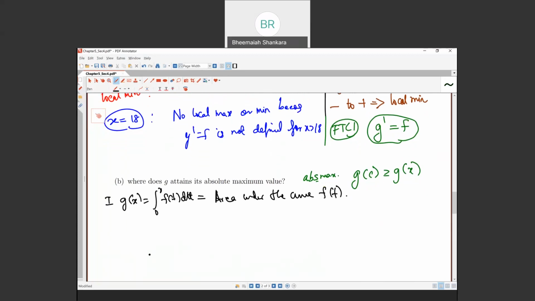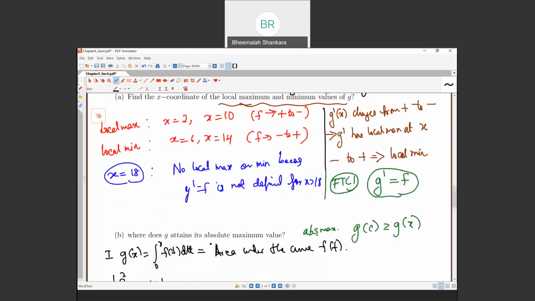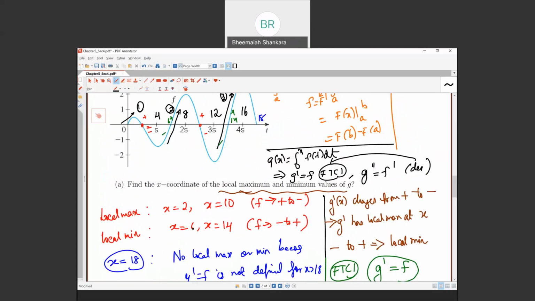So now we start with the first area under the curve, the integral from 0 to 2 of f(t) dt. We see that 0 to 2 of f(t) dt is the small area here, area under the curve. And then we have this 2 to 6 of f(t) dt, that's this green shaded region. Then we have 6 to 10 of f(t) dt. Then we have 10 to 14 of f(t) dt. Then we have 14 to 18 of f(t) dt.